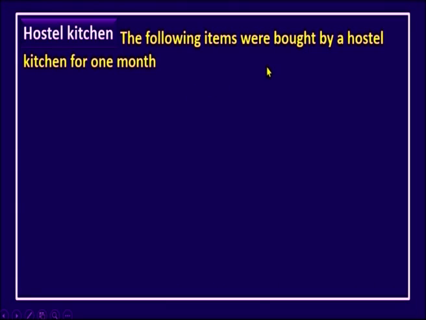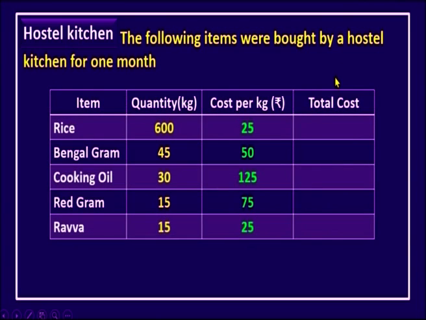Where we are going to learn some more interesting concepts about our hostel kitchen. Okay children? Let's see. Here there are some items which are generally used in hostel for a month. These are the items like rice, Bengal gram, cooking oil, red gram, rava. These are the quantities also, that is rice 600 kg they are using per month, Bengal gram 45 kgs, cooking oil 30 kgs, again red gram 15 kgs and rava also 15 kgs.